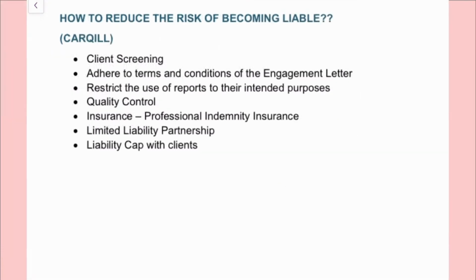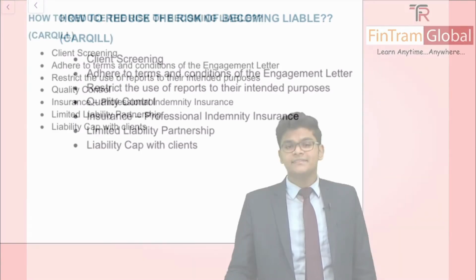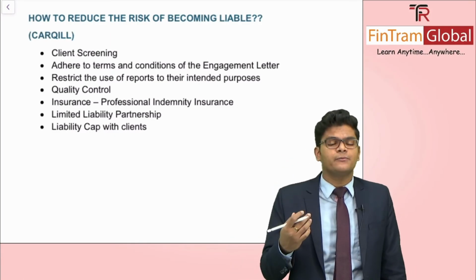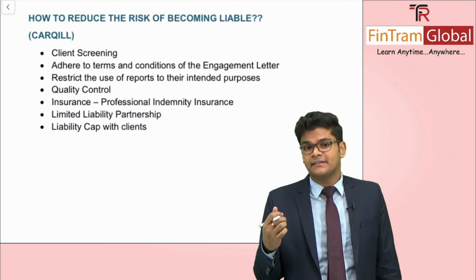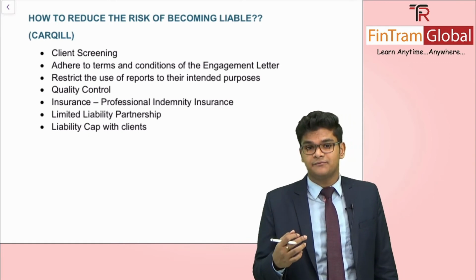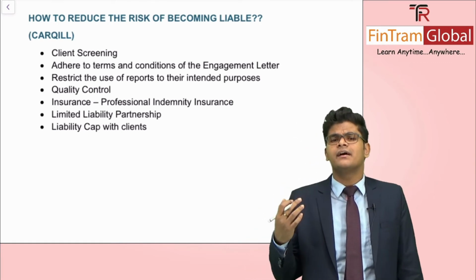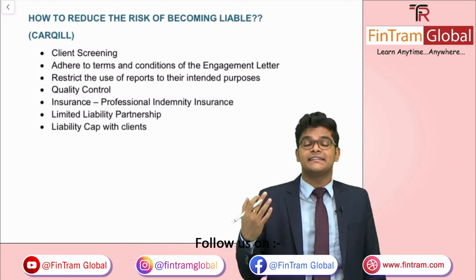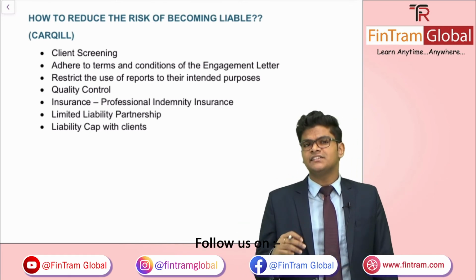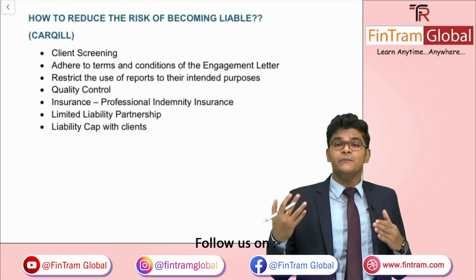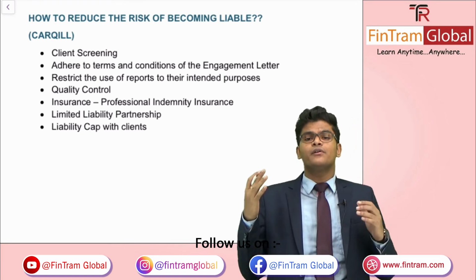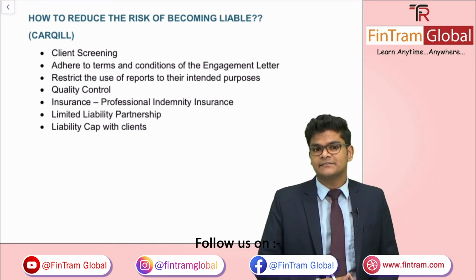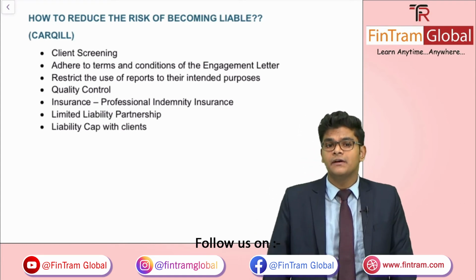So how exactly can we reduce the risk of becoming liable? Because this is a risk, isn't it? There could always be a possibility that a particular third party may sue the auditors for an inappropriate opinion, or any other professional liabilities can arise, isn't it? So in such a situation, what can we do to either prevent or reduce the risk of this occurring? That's what we have to learn now.